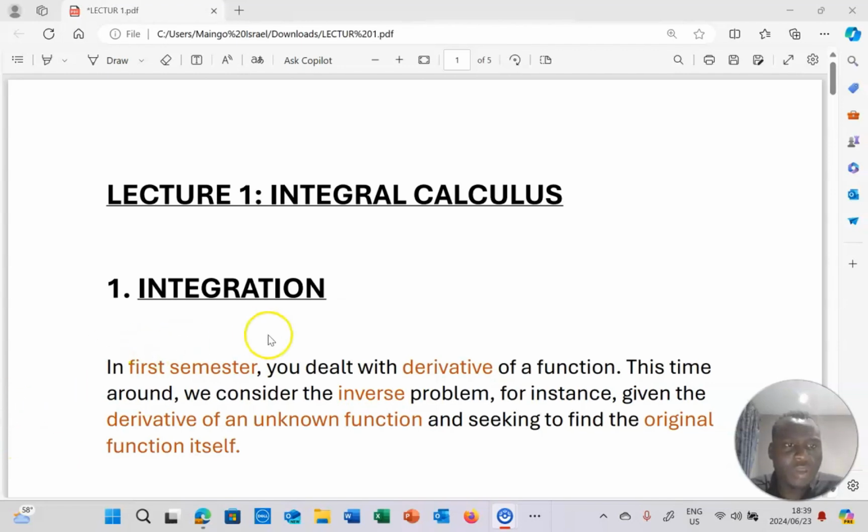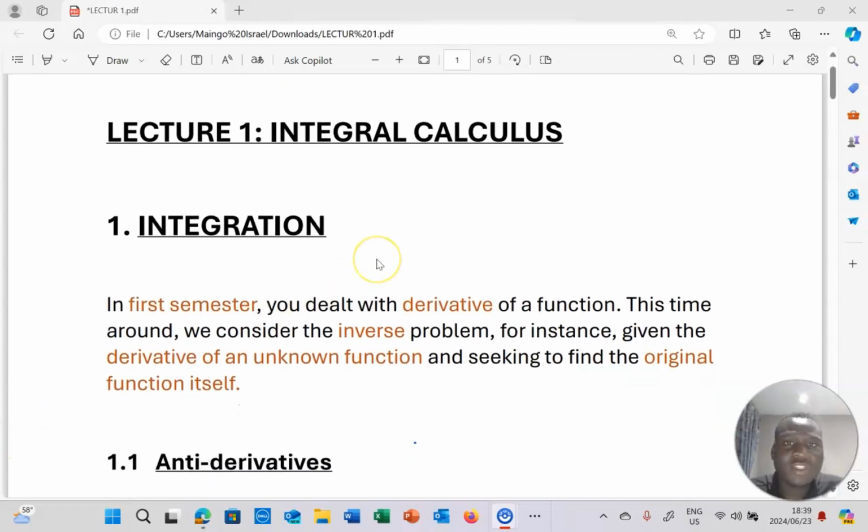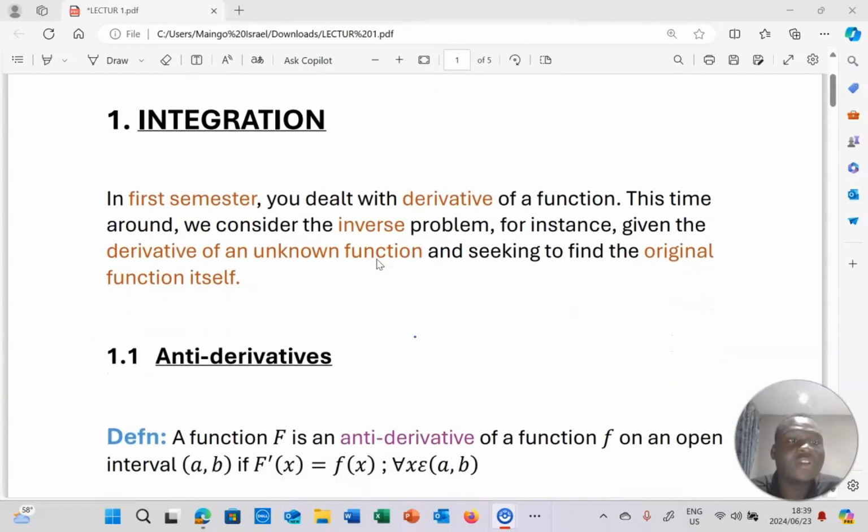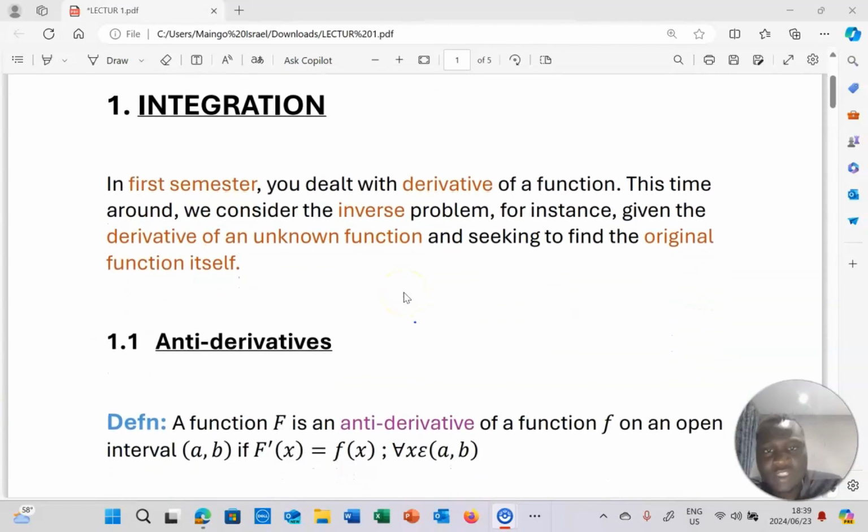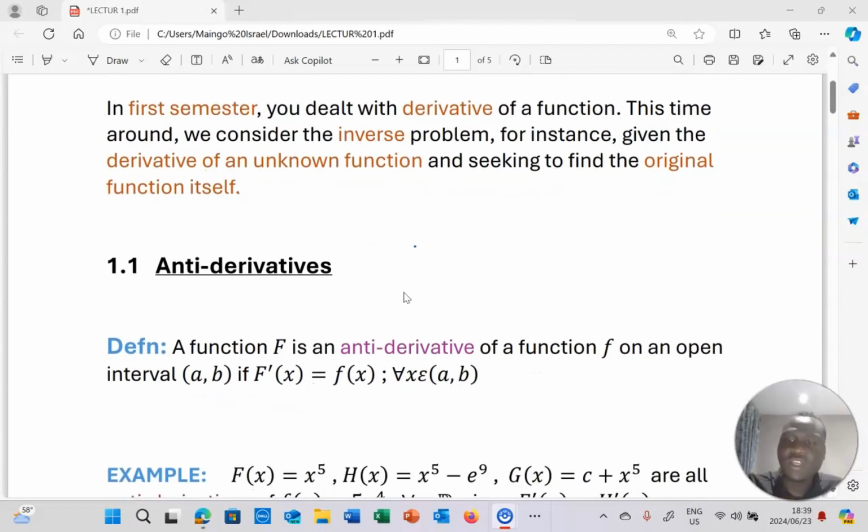So I will take you through lecture 1, which is integral calculus, integration. In the first semester, you dealt with derivatives of a function. So this integration goes hand in hand with differentiation. This time around, we consider the inverse problem. For instance, given the derivative of an unknown function and seeking to find the original function itself. So that means we'll be given a known derivative of a function and all we'll be wanting to find is the original function itself.